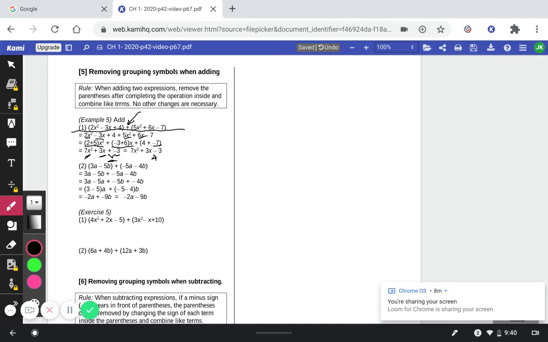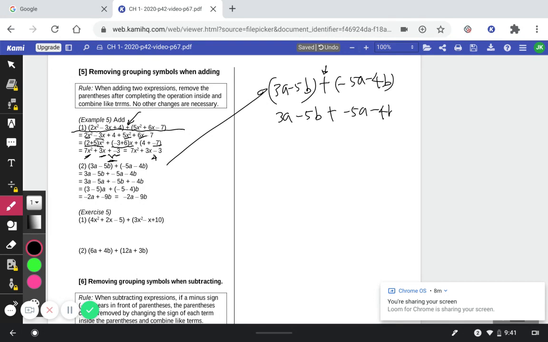So if I do number 2, 3a minus 5b plus the quantity negative 5a minus 4b. Because you have addition, you can just eliminate the parentheses. So 3a minus 5b plus negative 5a minus 4b. And then you combine the like terms. So group them as 3a plus negative 5a plus negative 5b plus negative 4b. So you group the like terms. So now you do the operations.